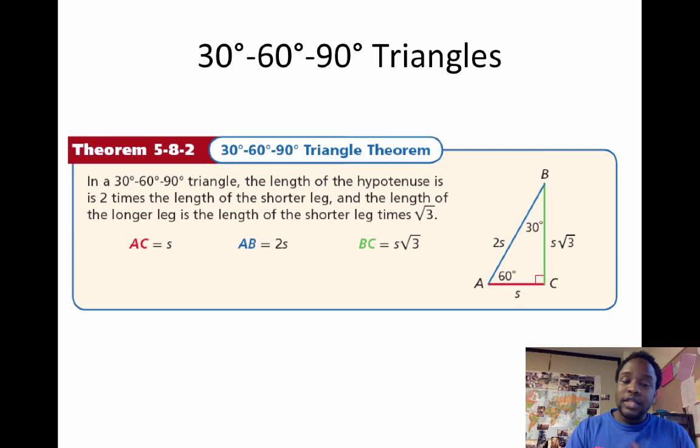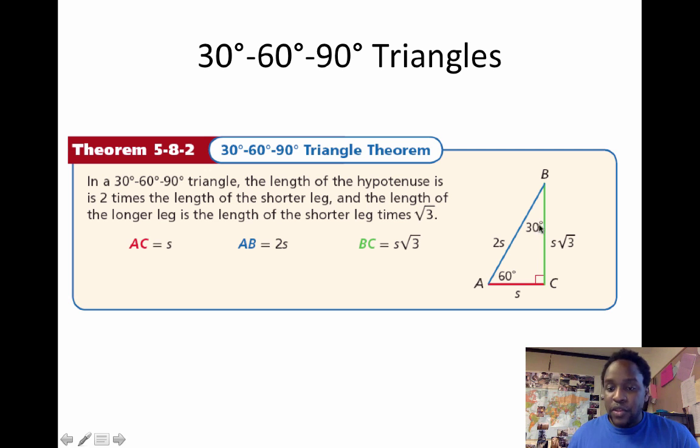The other type of special right triangle is 30, 60, 90 triangles. So in a 30, 60, 90 triangle, the length of the hypotenuse is 2 times the length of the shorter leg, and the length of the longer leg is the length of the shorter leg times radical 3.